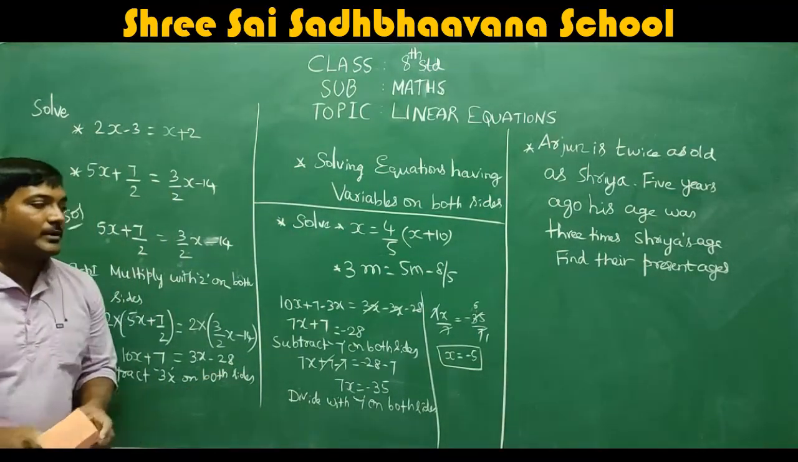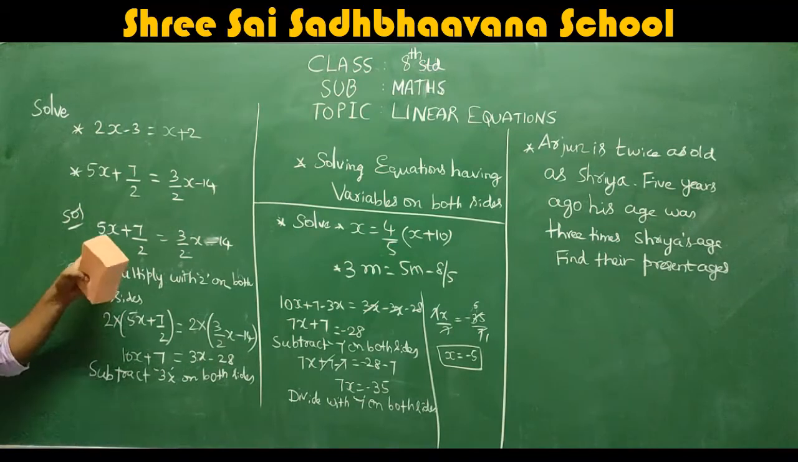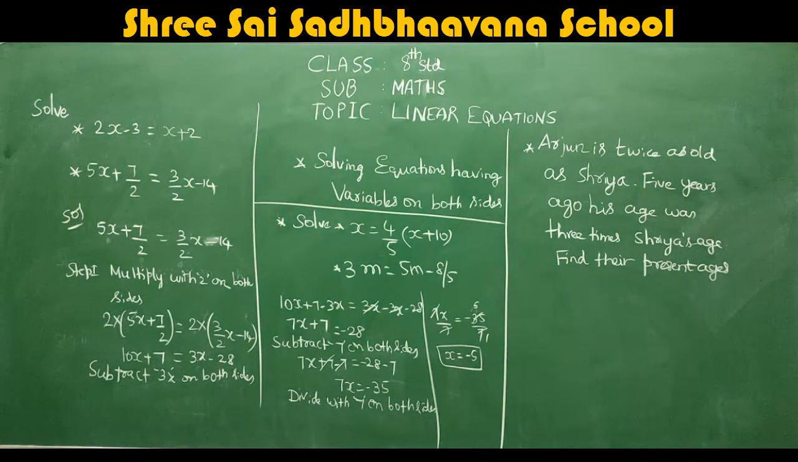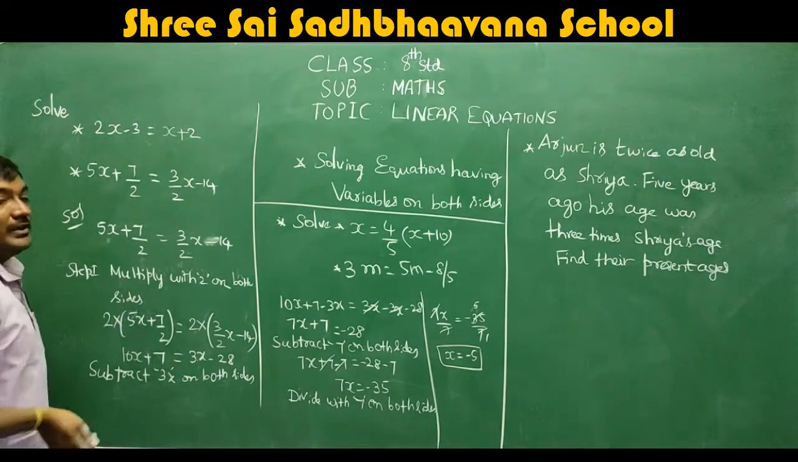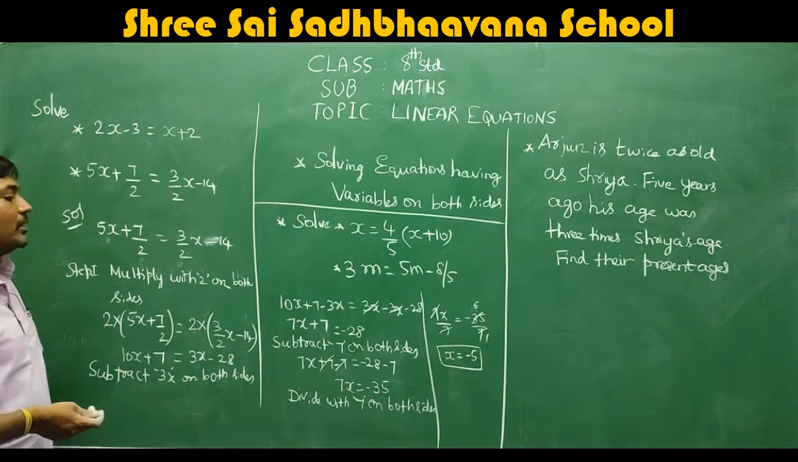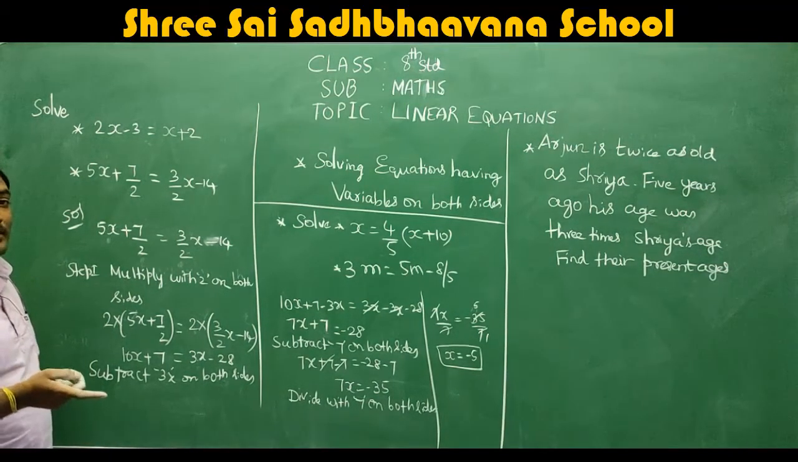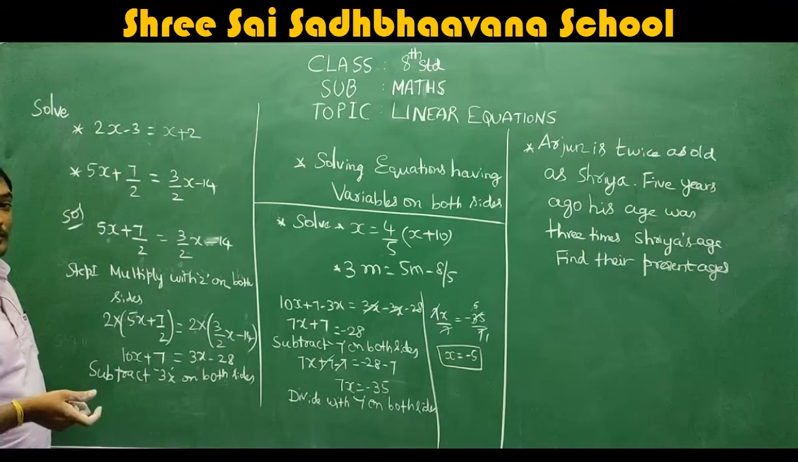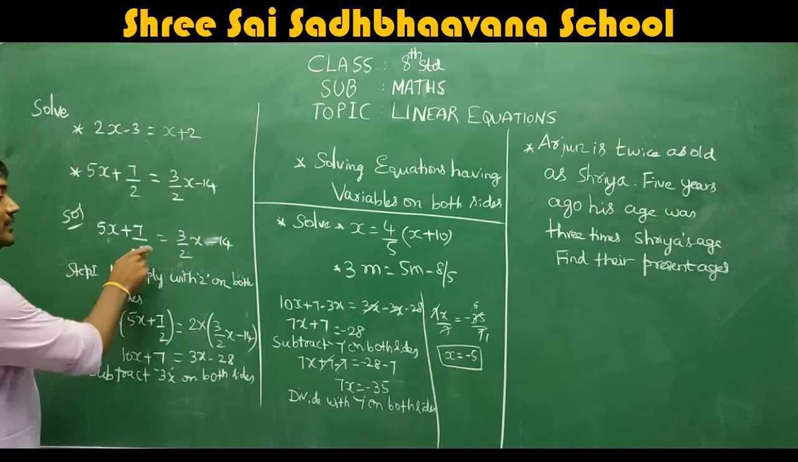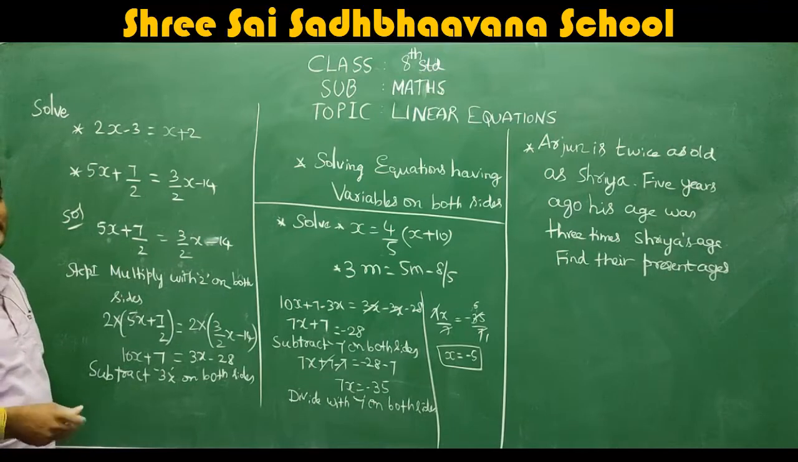Okay, I'll repeat this sum once again. Given that 5x plus 7 by 2 is equal to 3 by 2x minus 14. As I told you, when you eliminate the fraction part, it will be easy for you to calculate. So that's the reason I'm eliminating this 2 which is in the denominator.